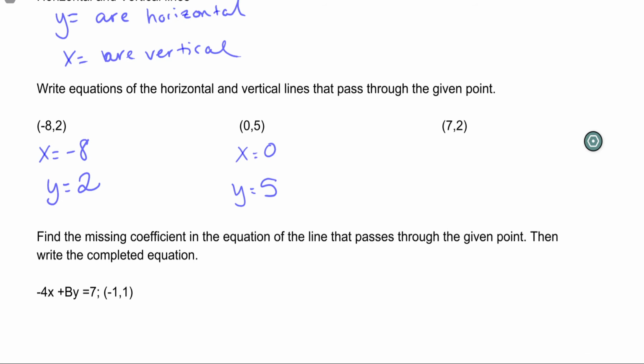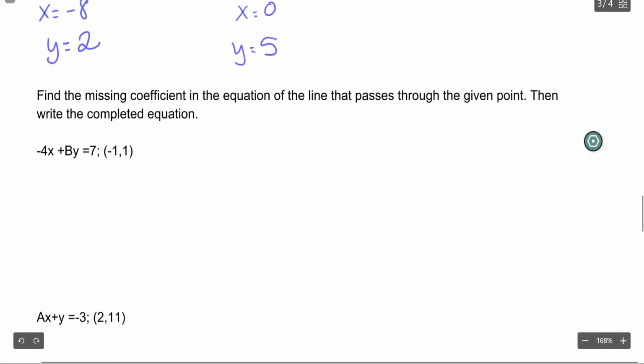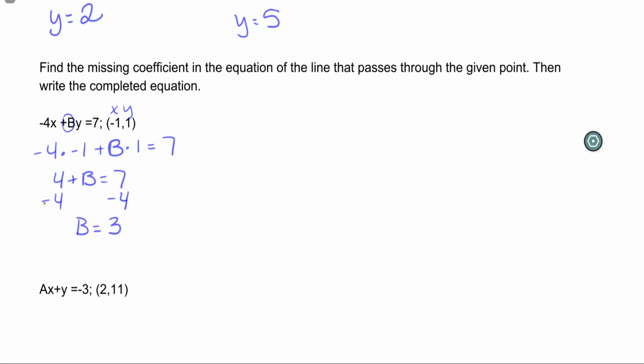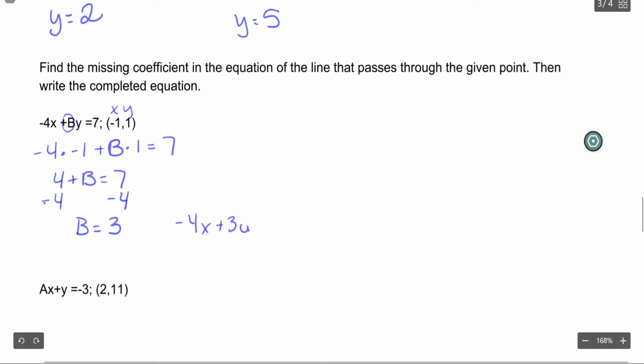Okay, and the next one, we're given an ordered pair, we need to solve for the missing coefficient. So we're solving for b in this case. So remember, your ordered pairs are x and y. So -4 times -1 plus b times 1 is equal to 7. Well, -4 times -1 is 4. B times 1 is still b, is equal to 7. Solve for b. Subtract your 4 on both sides. B is equal to 3. So -4x plus 3y is equal to 7. Okay, we have to have both of those answers.